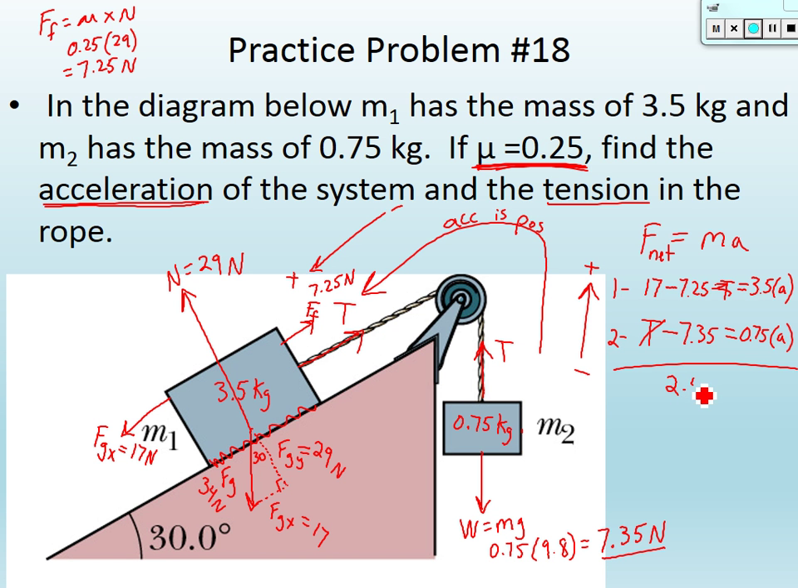And you should get 2.4 is equal to 3.5a plus 0.75a. And that's 4.25 times a. To solve for a, we're going to divide by 4.25 both sides. Over here it cancels out, so 2.4 divided by 4.25. And we get that acceleration is equal to 0.56 meters per second squared.